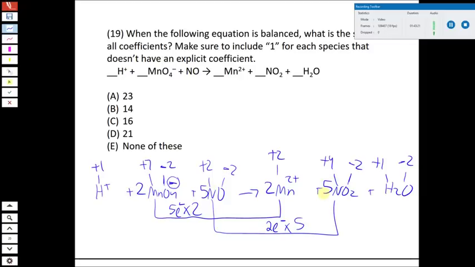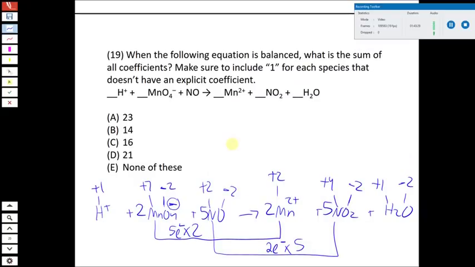Now to save yourself some time and potentially some frustration, look at what the question is asking you for before you decide to go all the way to the end. Now in this question, we do have to go to the end because we're looking for the sum of all coefficients, so we need to finish this off and figure out the coefficients for H plus and water. If we were just asked for the coefficient on any one of these 4 species, we could stop here because these coefficients are not going to change anymore. Once you balance the number of electrons, you stop with those ones and don't fix them anymore because then you're going to unbalance what you just did.